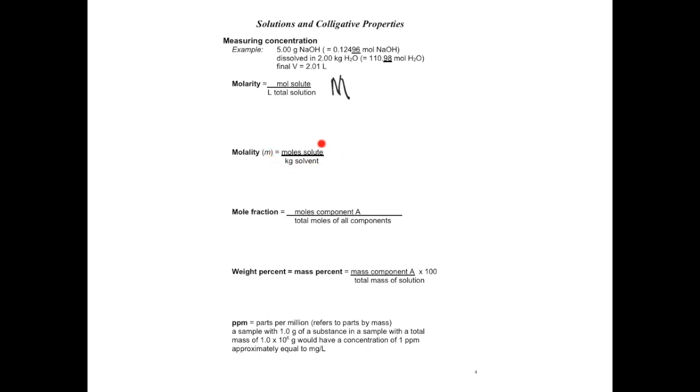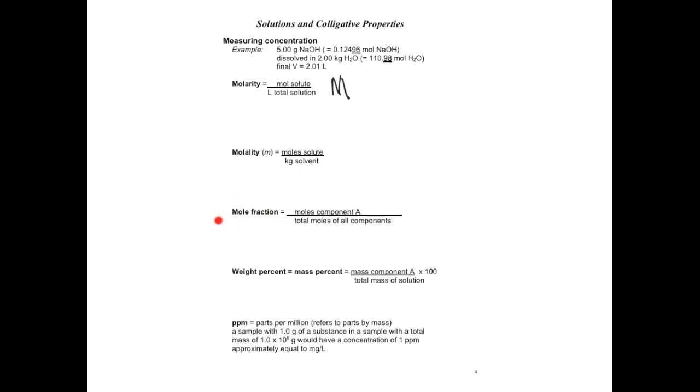Then we have moles of solute divided by kilograms of solvent. That's molality. So in this case, you divide the moles of solute that you're dissolving by the kilograms of solvent that is being used. Notice it's not a volume term here. So you've got to know kilograms of solvent and then moles of solute.